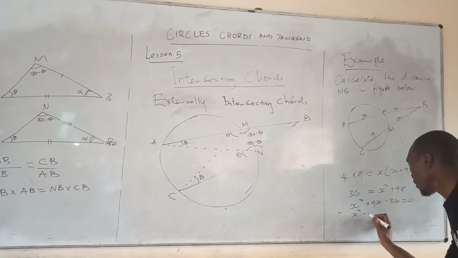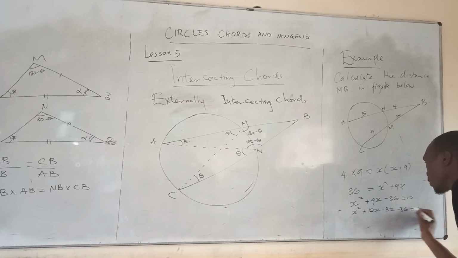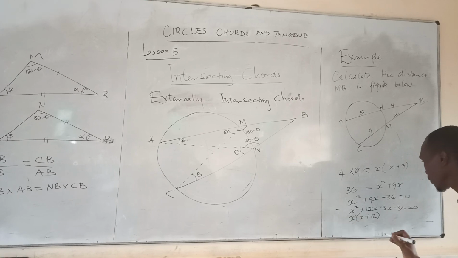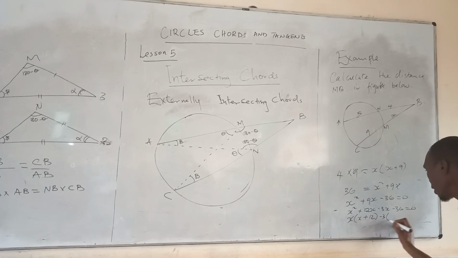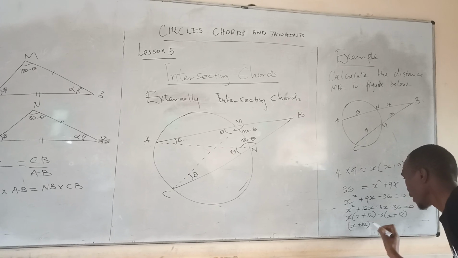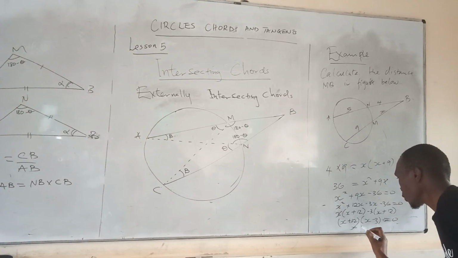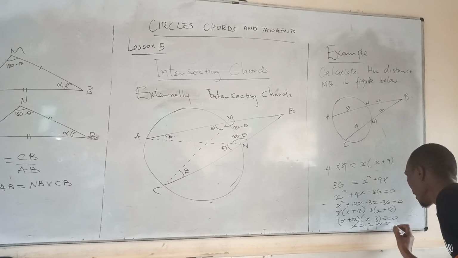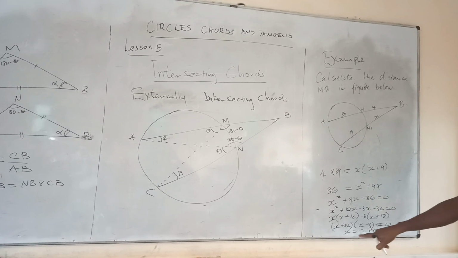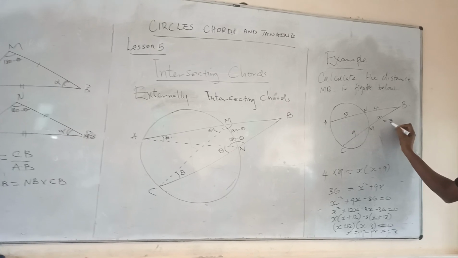So this is X squared plus 12X minus 3X minus 36 equals 0. So that is X into X plus 12, minus 3 into X plus 12. So as you can see, we can have X plus 12 equals 0 or X minus 3 equals 0. Therefore, X is equal to negative 12 or X is equal to 3. Because we don't have negative distance, we ignore the negative value of X, and take the value of X as 3. So the answer here, X is 3 units.